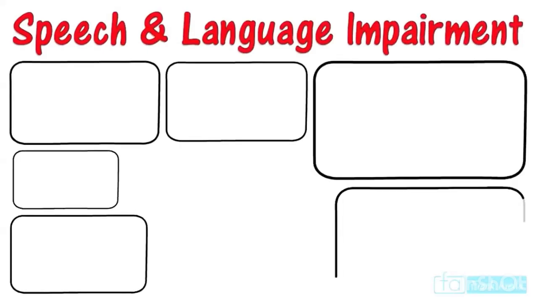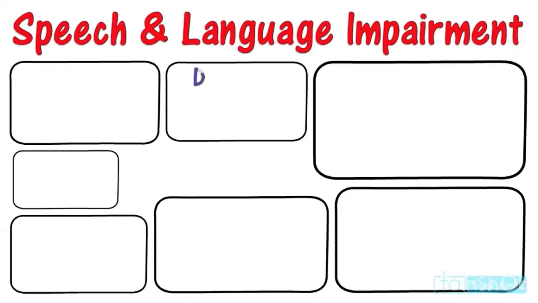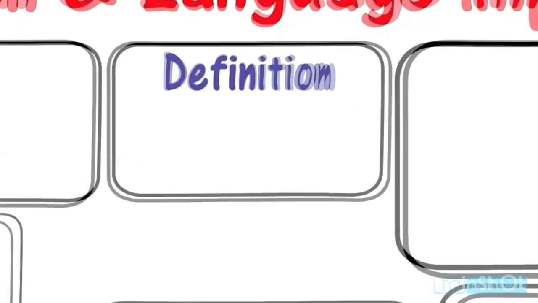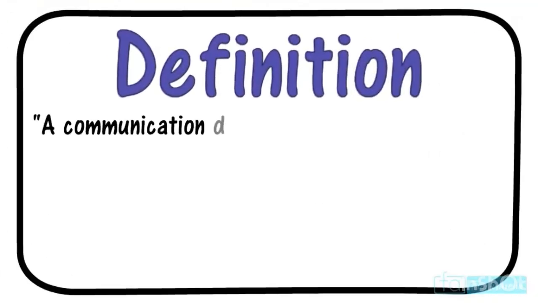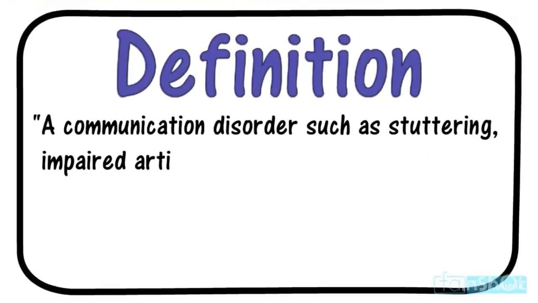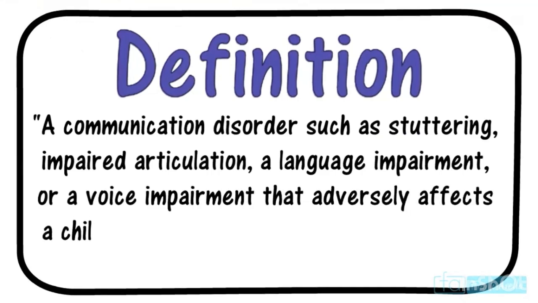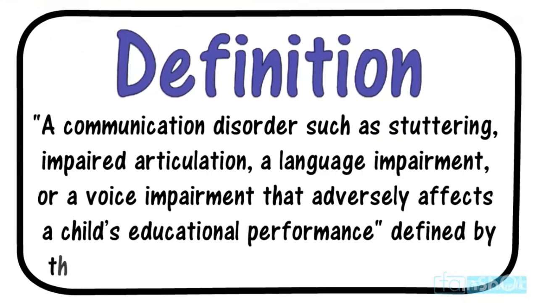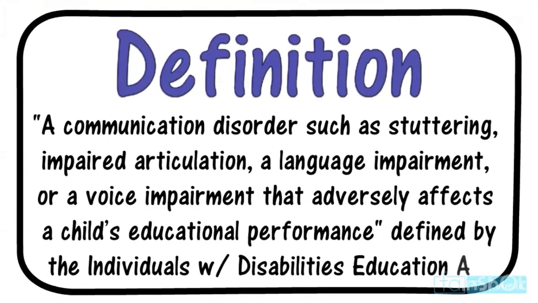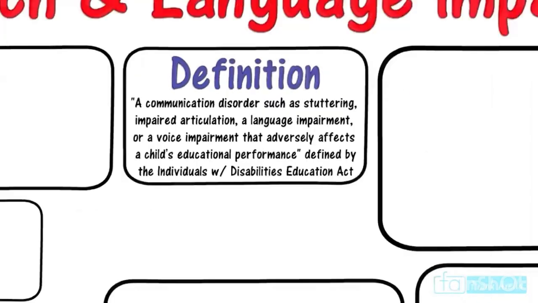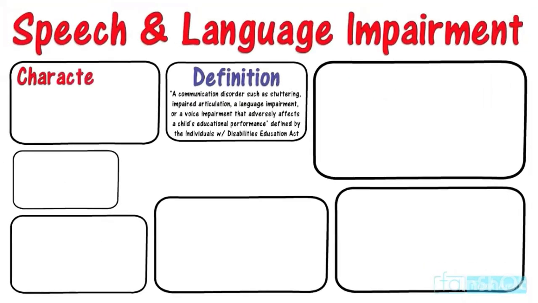Speech and language impairments, a category of students with disabilities. Here we will cover a number of different topics, but let's begin with its definition. Speech-language impairment is described as a communication disorder such as stuttering, impaired articulation, a language impairment, or voice impairment that adversely affects a child's educational performance, as defined by the Individuals with Disabilities Education Act. As mentioned before. Next, let's take a look at its characteristics.